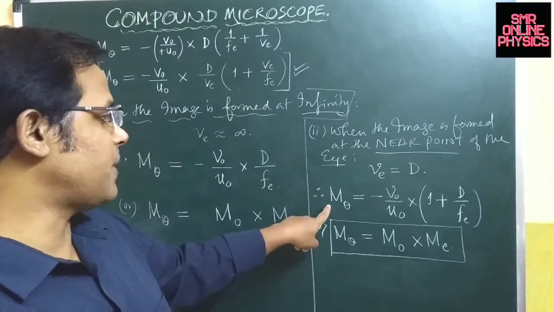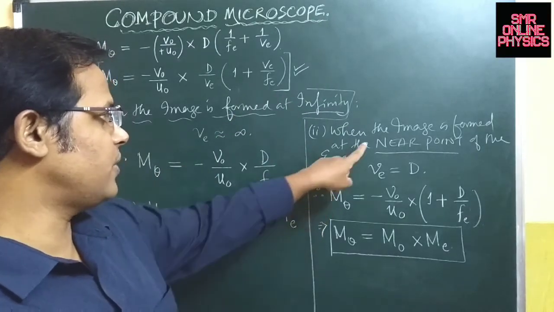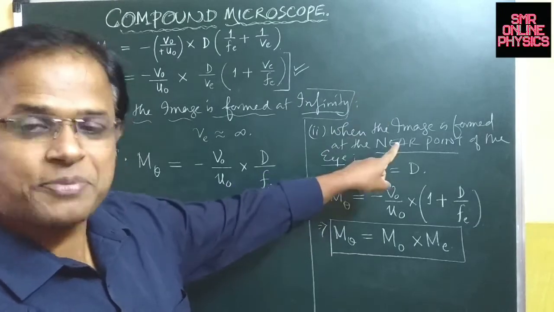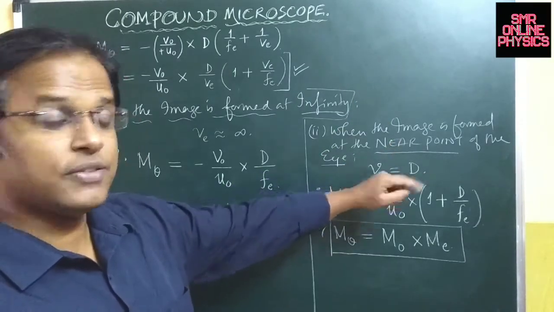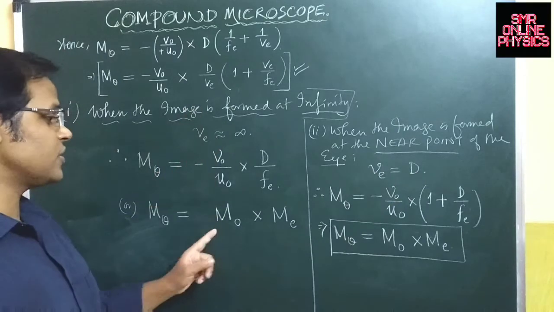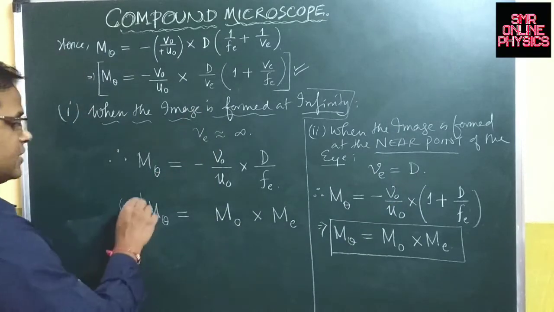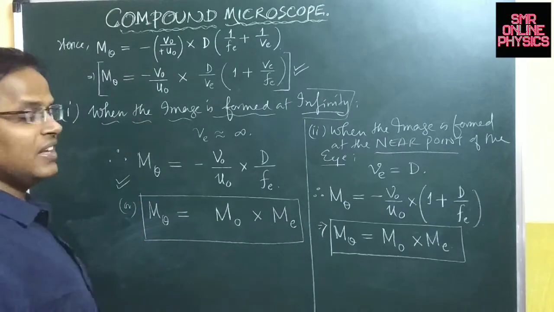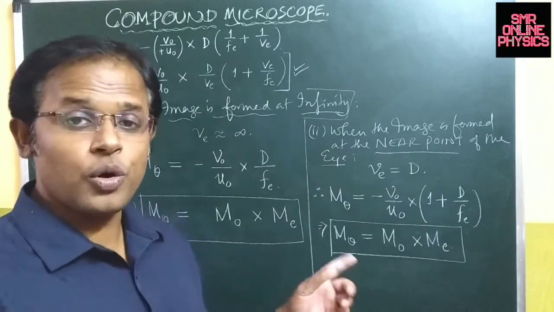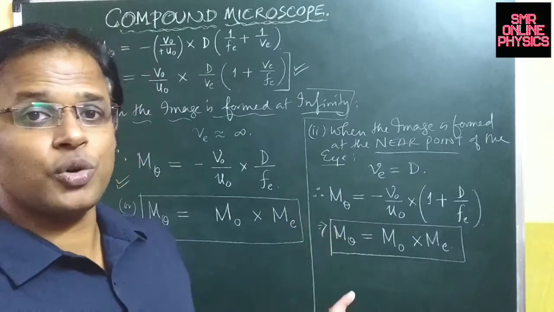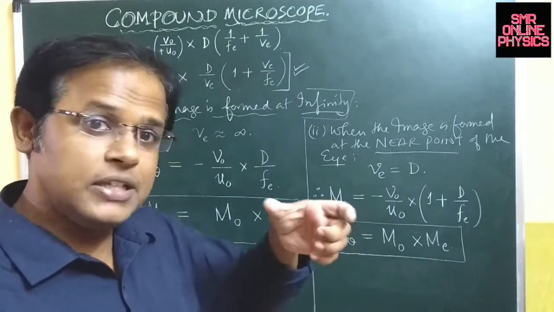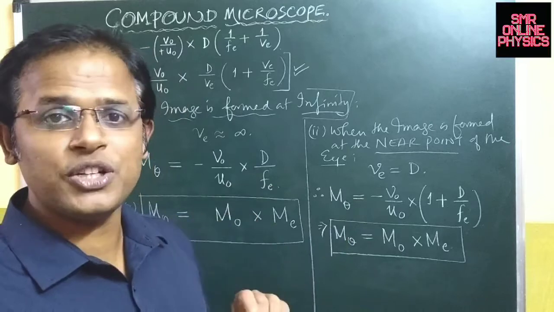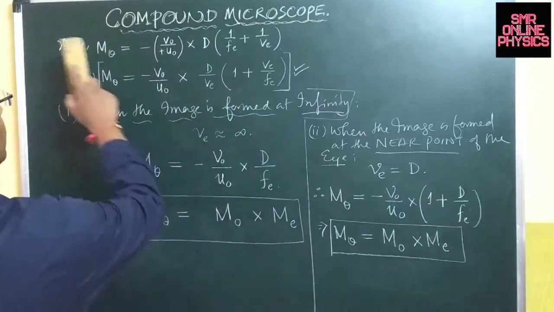So this is your magnification achieved when the image is formed at the near point of the eye, that is at D, 25 centimeters. And this is the magnification achieved when the image is adjusted to be formed at infinity. Am I clear? Now this magnification can also be shown in terms of the distance between the two lenses. Let us see how it looks.